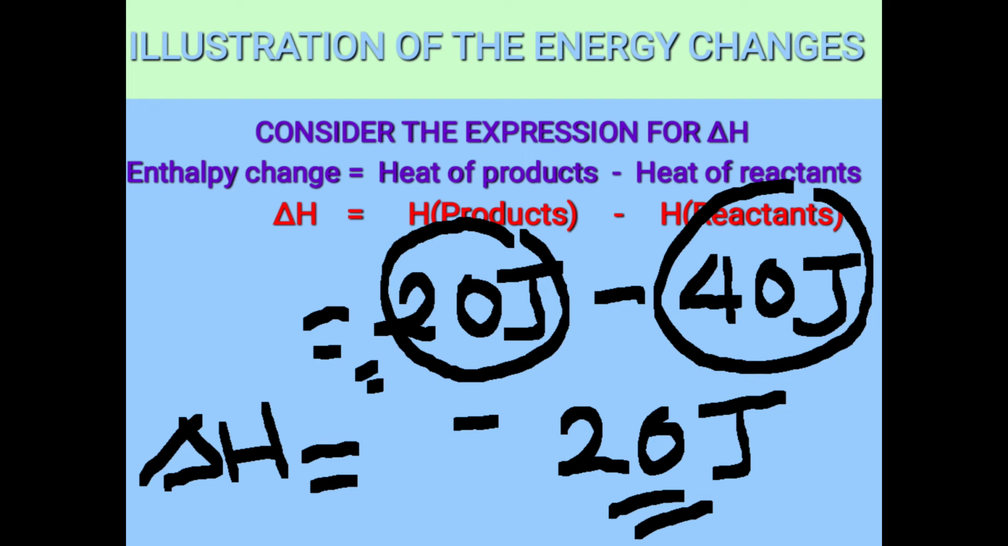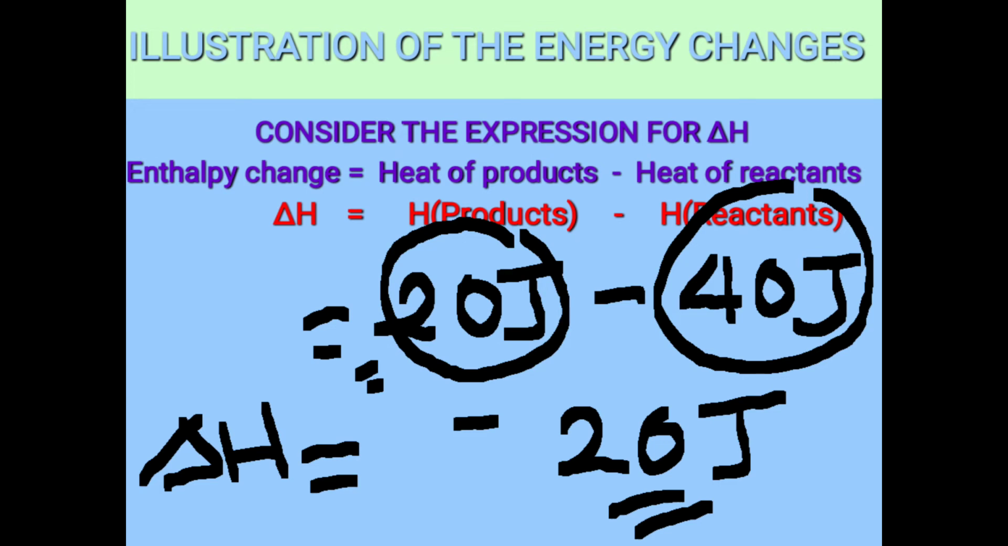negative. So in such a situation where the ΔH is negative, we call such a reaction which occurs by that mechanism an exothermic reaction. So in such a situation, this ΔH, or the heat change, is going to be exothermic.